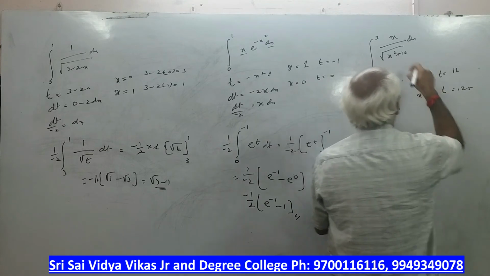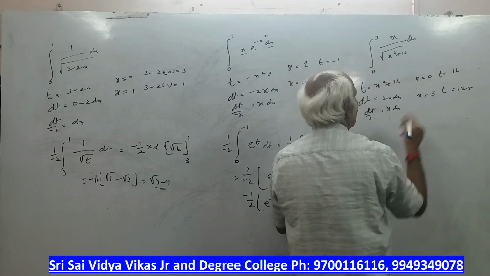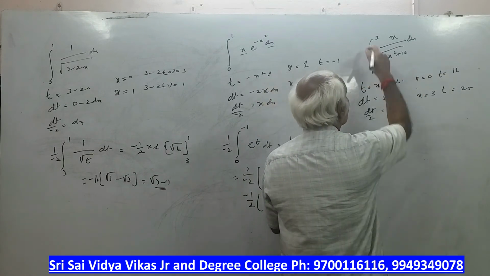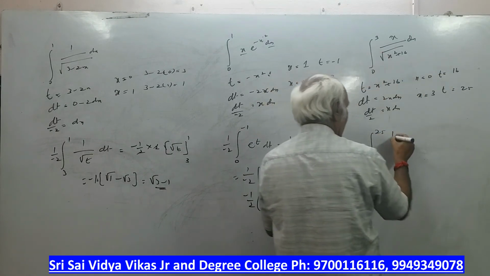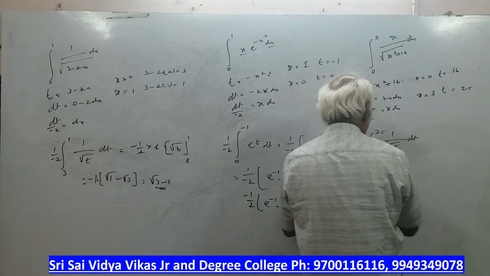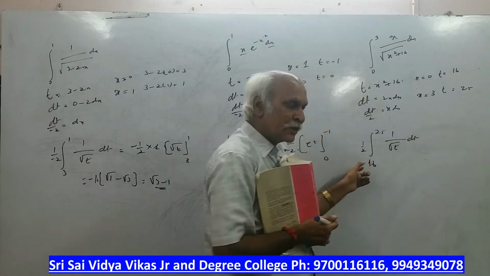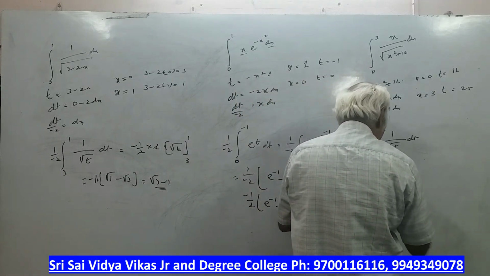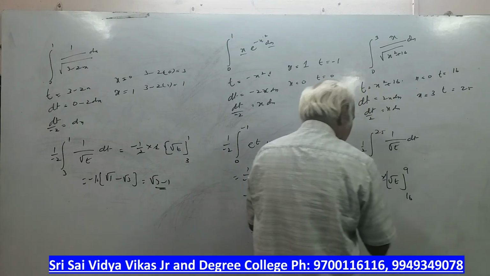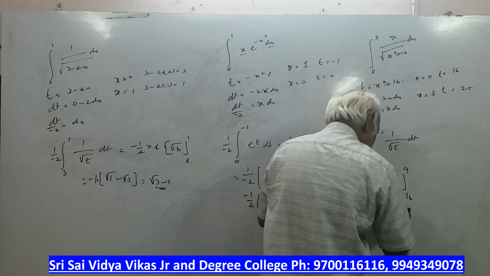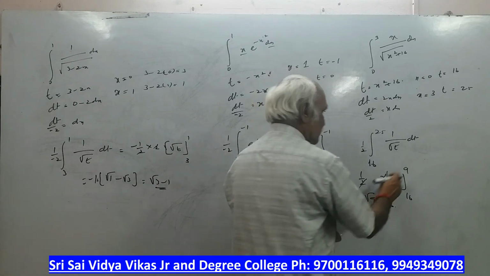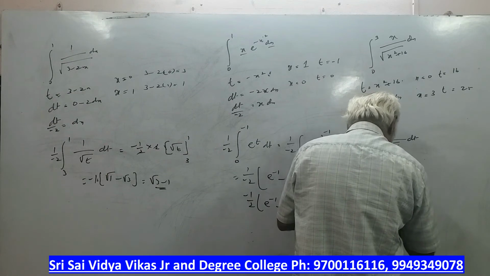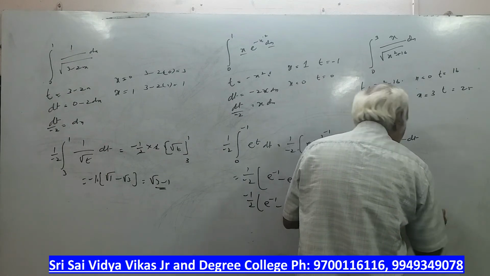Right? X is equal to 0, so 0 plus 16, x is equal to 3, 9 plus 16. So these limits will become: 0 is becoming 16, 3 is becoming 25, and 1 by root t dt with 1 by 2. Okay, observe here, root t will come again, 1 by 2 into 2 root t, limits 16 to 25. So 2 will get cancelled, root 25 minus root 16. So 5 minus 4, 1.